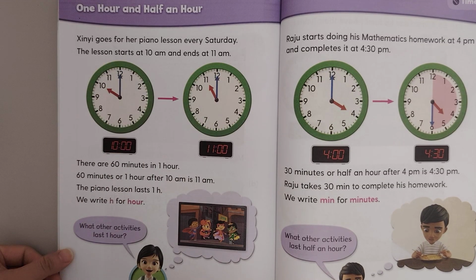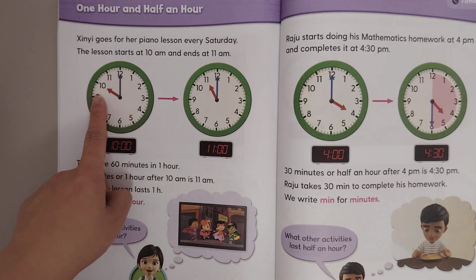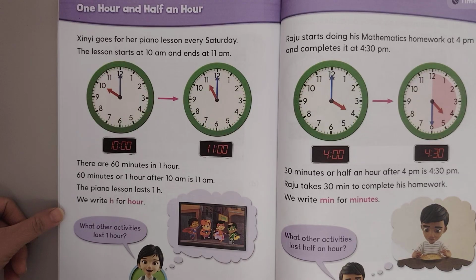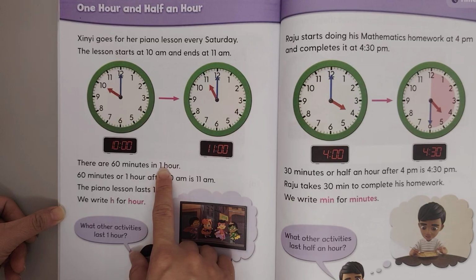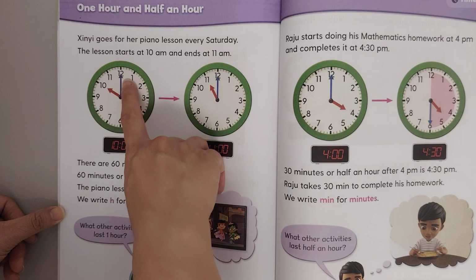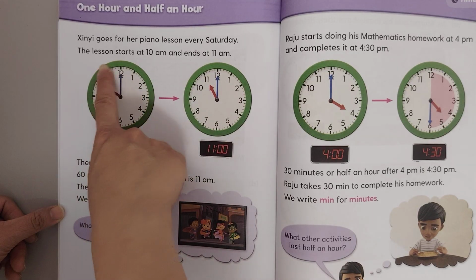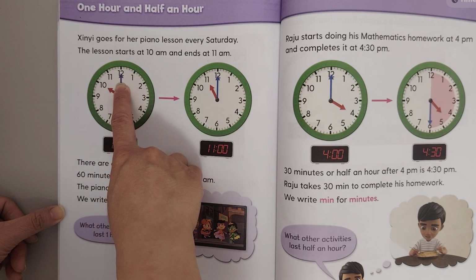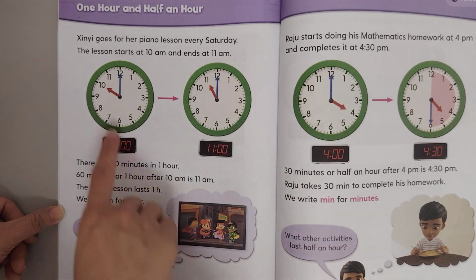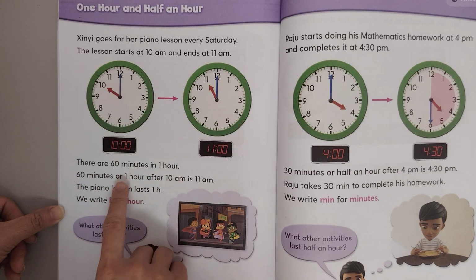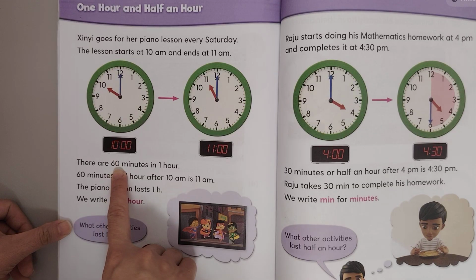By now, you have realized that when the hour hand moves from 10 to 11, that would mean that actually 60 minutes would have passed. That is, the minute hand, the long hand here, would have gone one round around the clock, causing the hour hand to move from 10 to 11. Because in 1 hour, there are 60 minutes.